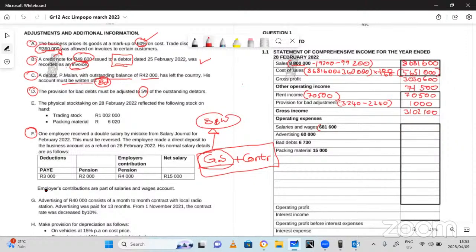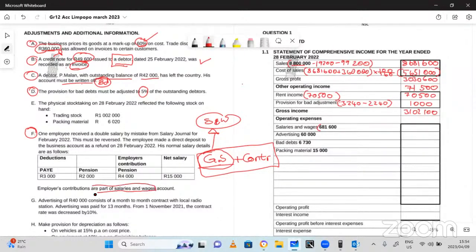But this will give us more information about the business that we are dealing with, because we are told over here that the employer's contributions are part of the salaries and wages.